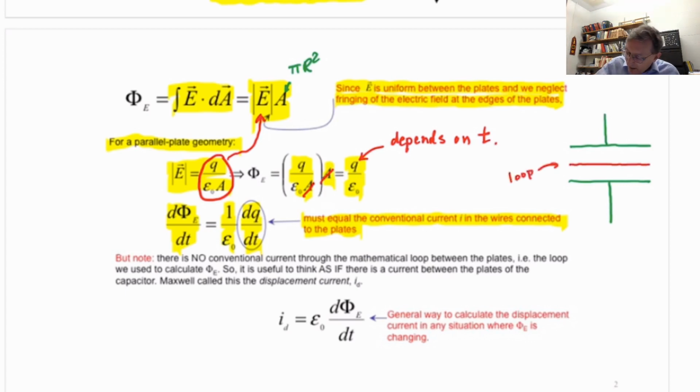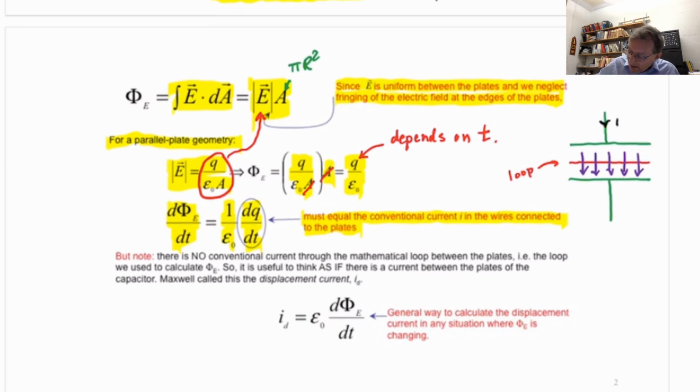And what we have happening is we have electric field piercing through the area inside that loop. But our conventional current I is flowing downward in the wires like that. Note then, there is no conventional current through the mathematical loop between the plates, right? There's no I, conventional current, flowing through that mathematical loop, right? The loop that we use to calculate phi sub e.